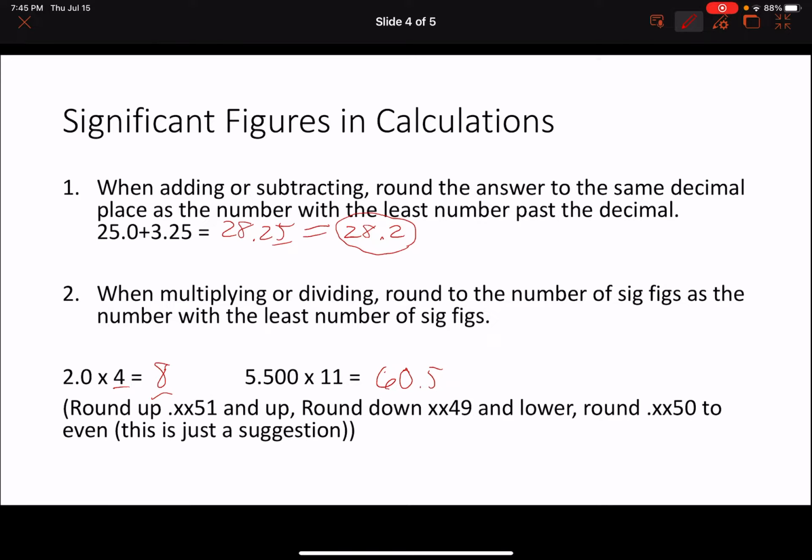So if we've got 60.5, we have the same thing. We want to round this. We're going to round it to 60 because that is the even number. It's okay to round to 61 in that case. So anytime you have a 5 followed by some other number and higher, you round up. At 0.49 or lower, you round down. At 0.5, you round to an even number. But that's really more like a suggestion in that case.